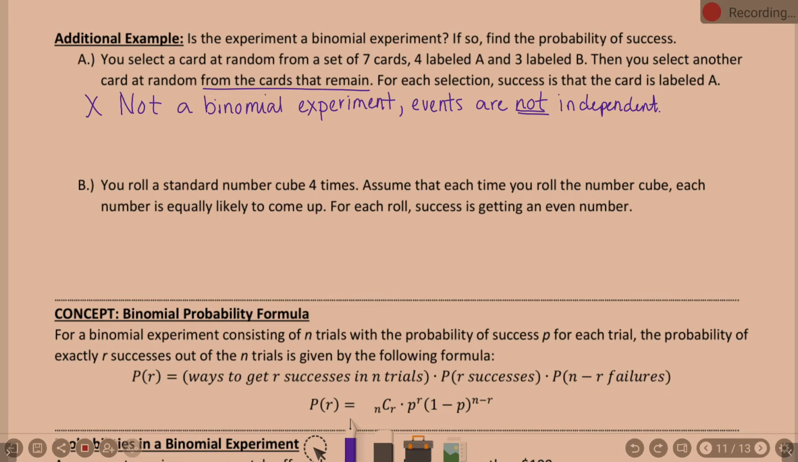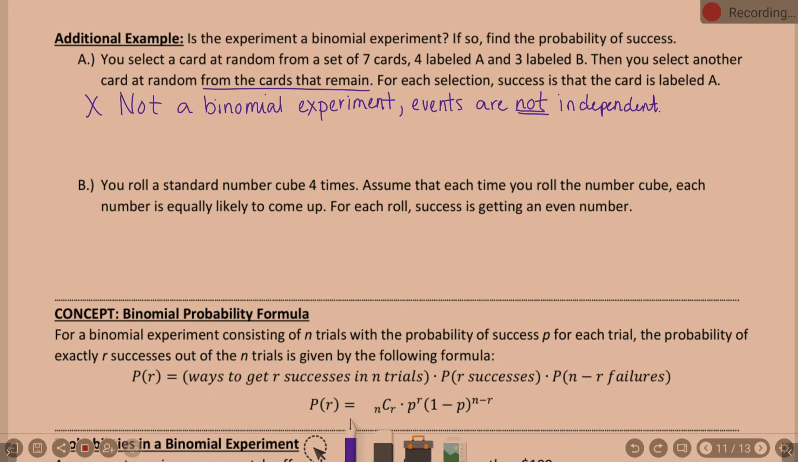B, when you're ready. You roll a standard number cube 4 times. Assume that each time you roll the number cube, each number is equally likely to come up. For each roll, success is getting an even number. No big red flags yet?